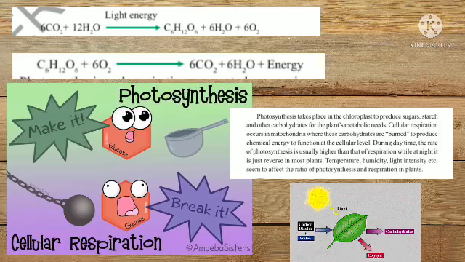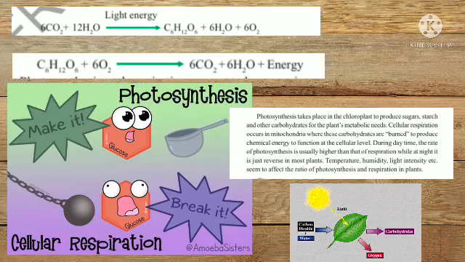What is photosynthesis? Photosynthesis takes place in the chloroplast to produce sugars, starch and other carbohydrates for the plant's metabolic activities. Whatever metabolic activities occur in plants are carried out by producing sugar and starch material through photosynthesis. Cellular respiration occurs in the mitochondria, where these carbohydrates are burned to produce chemical energy to function at the cellular level.